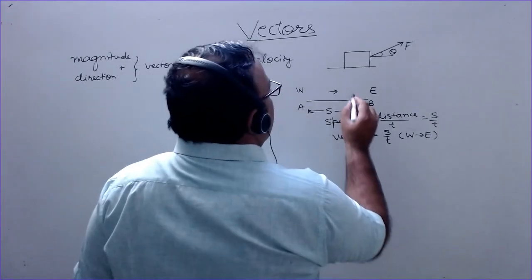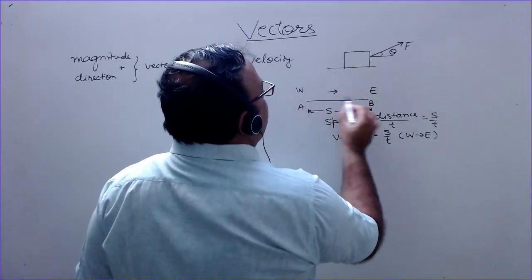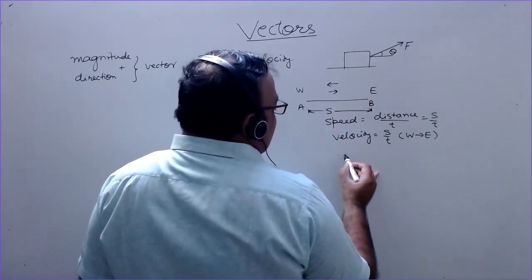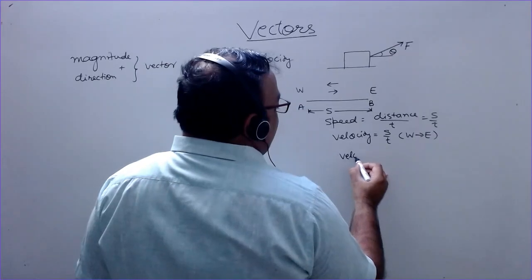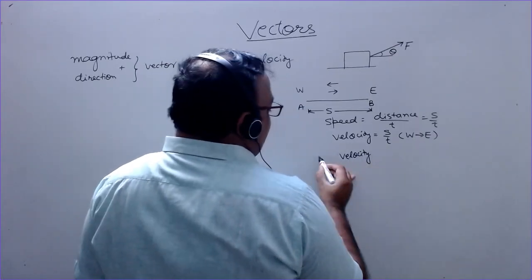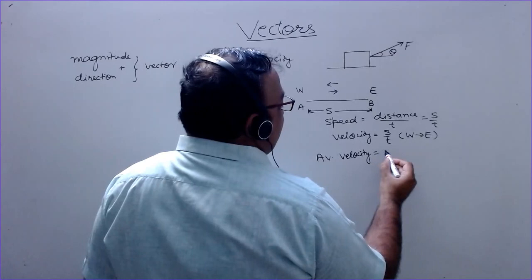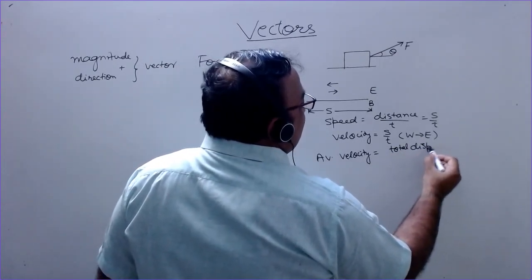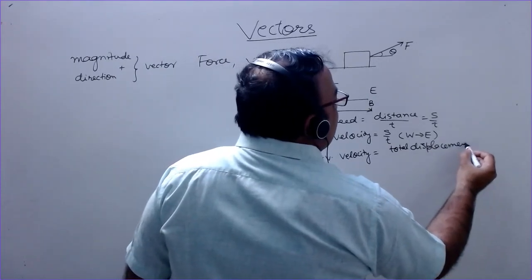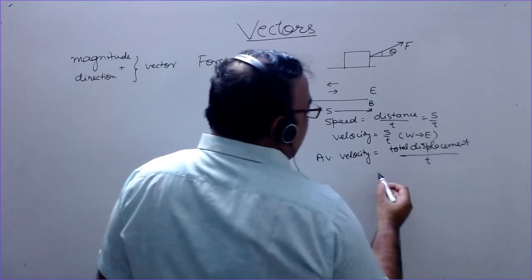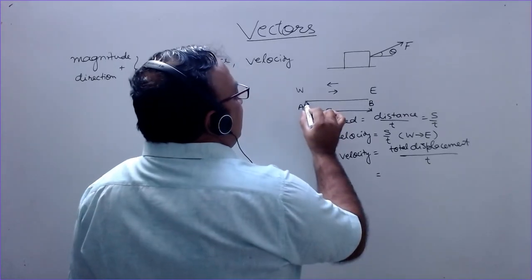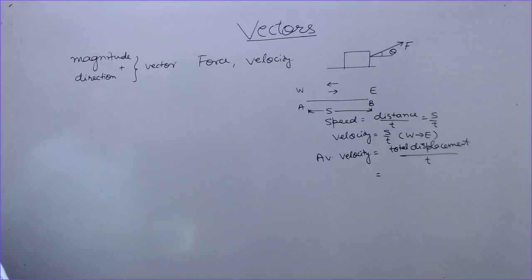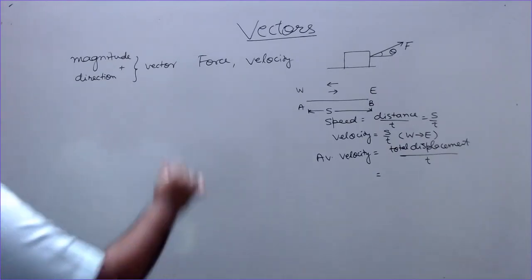Now suppose a person, on reaching B, comes back from B to A. So in that case, velocity, we also call this as average velocity, is equal to total displacement upon total time. So what is the displacement? In moving from A to B and B to A, displacement is 0, because displacement is a vector.